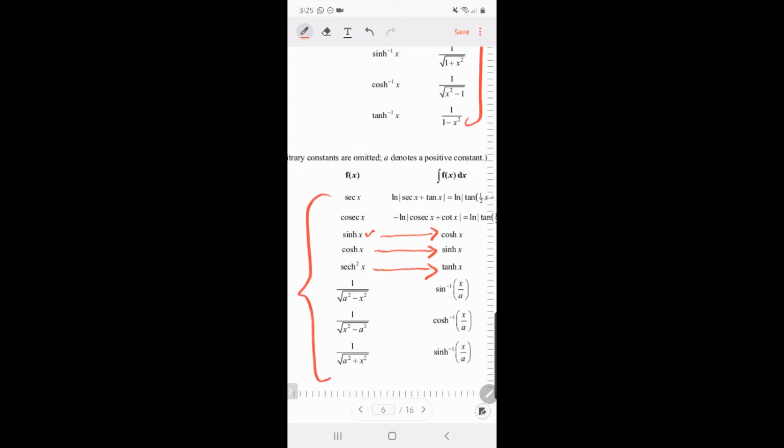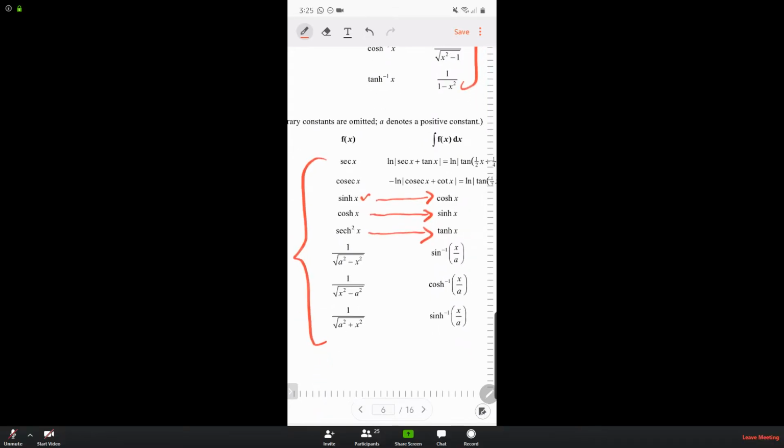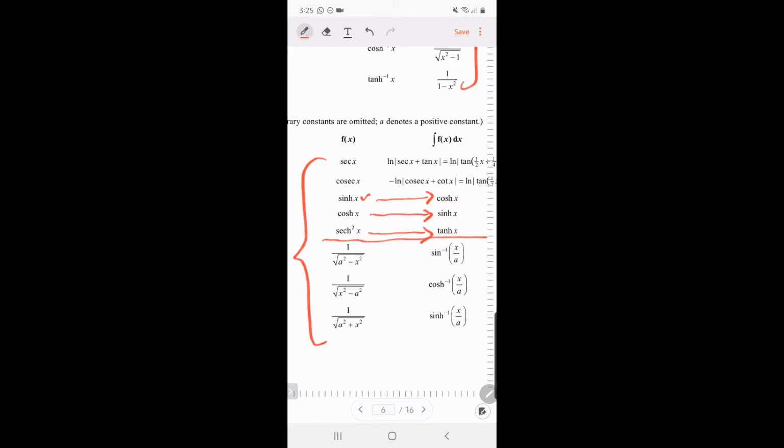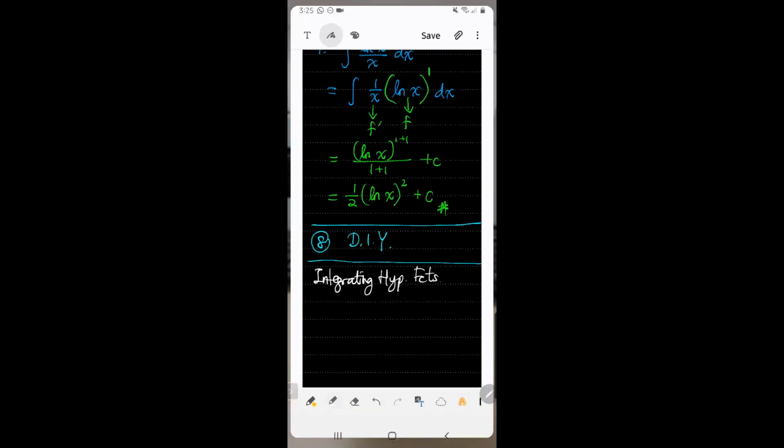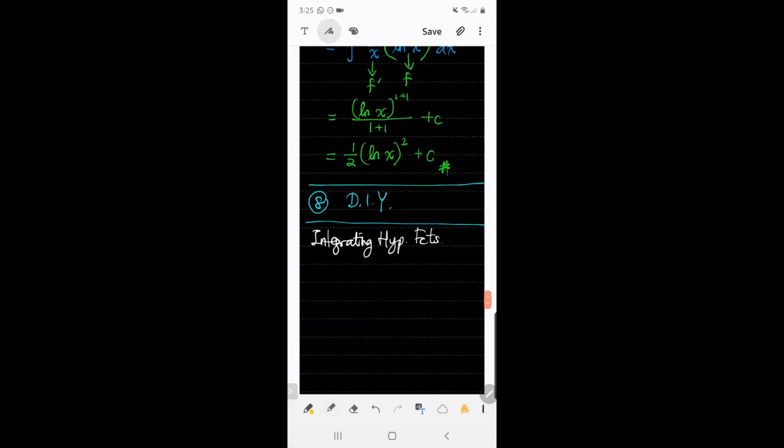Now, I'm not going to talk about the rest yet. I'm going to stop up to here today. So let's talk about sinh x, cosh x, and also sech square x, integrating hyperbolic functions.